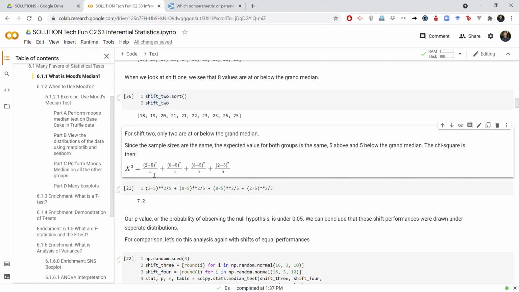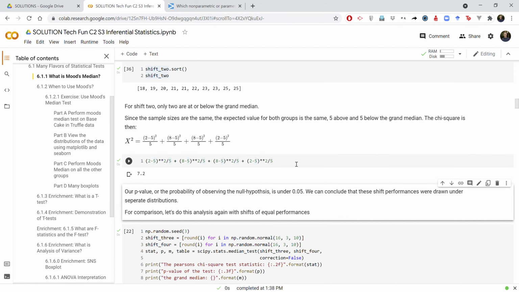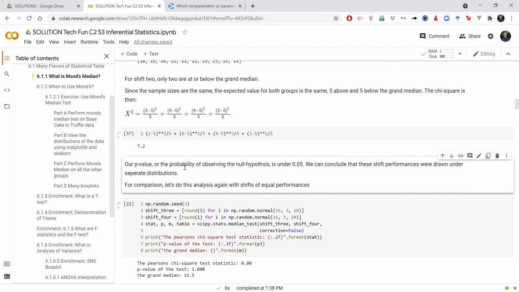Now, these expected values would be different for shift 1 and shift 2 if I had different numbers of samples for shift 1 and shift 2. For instance, if I had 20 samples in shift 2, my expected value for above would be 10, and my expected value for below would be 10, right? So this should make pretty good sense. It's just the definition of the median. I'm going to plug these values in, and indeed chi-squared evaluates to 7.2. Our p-value, or the probability of observing this under the null hypothesis, is also under 0.05, so we can conclude that these shift performances were drawn from separate distributions.